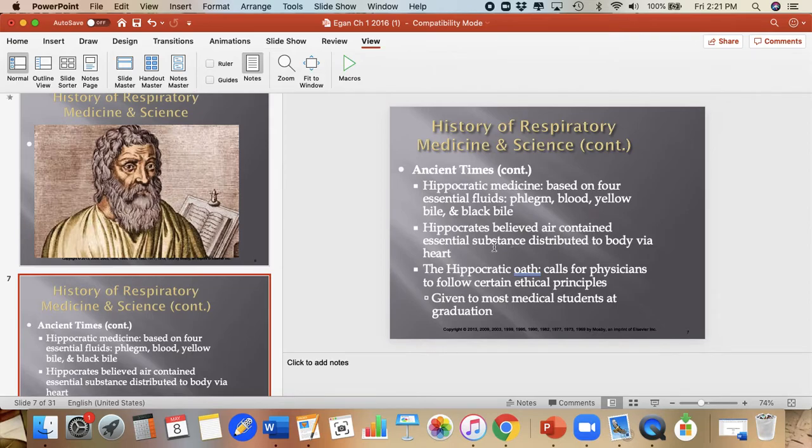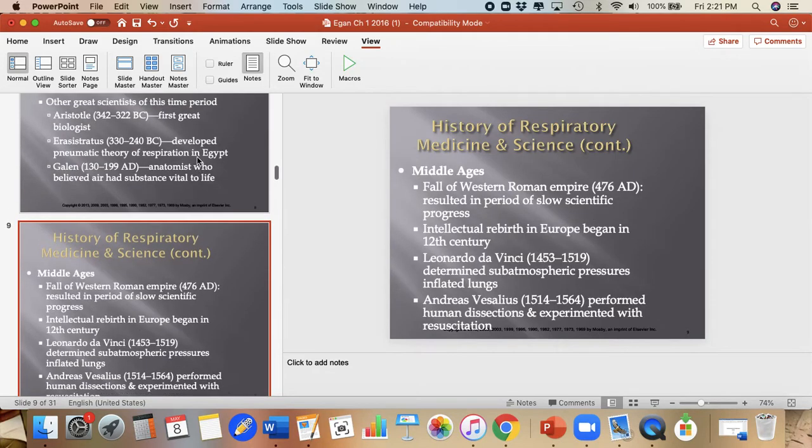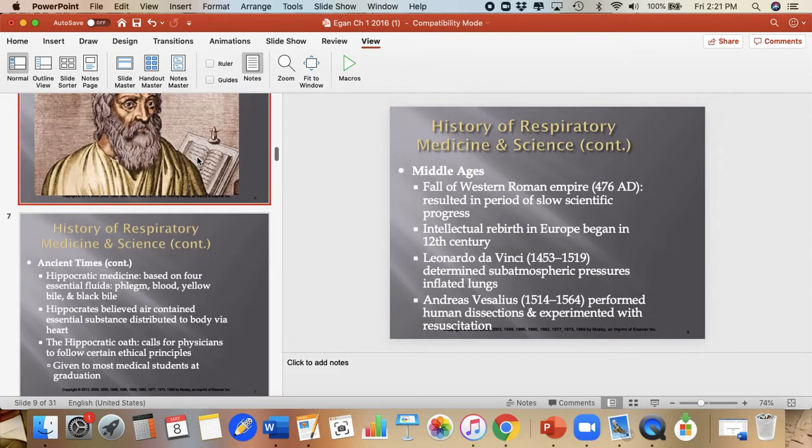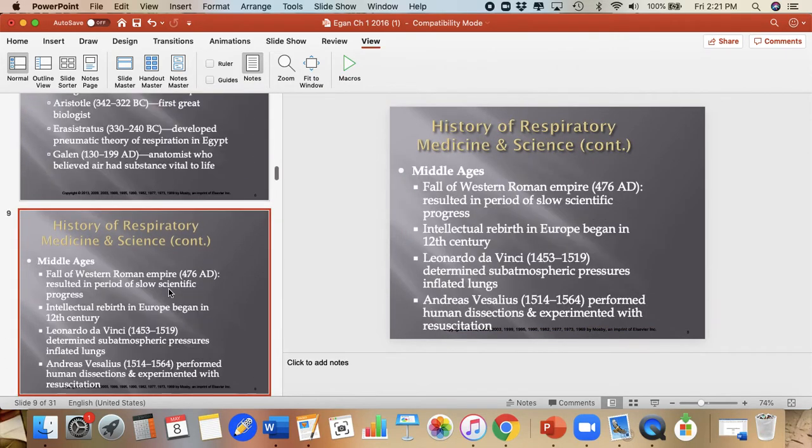And maybe many of you have heard about this Hippocratic Oath. This is what is given to medical students as they graduate from medical school. It's just this idea that they will perform using ethical principles, they will do no harm, and do what's best for the patient and work in an ethical manner. So he was a pretty influential guy in medicine as far as I'm concerned.